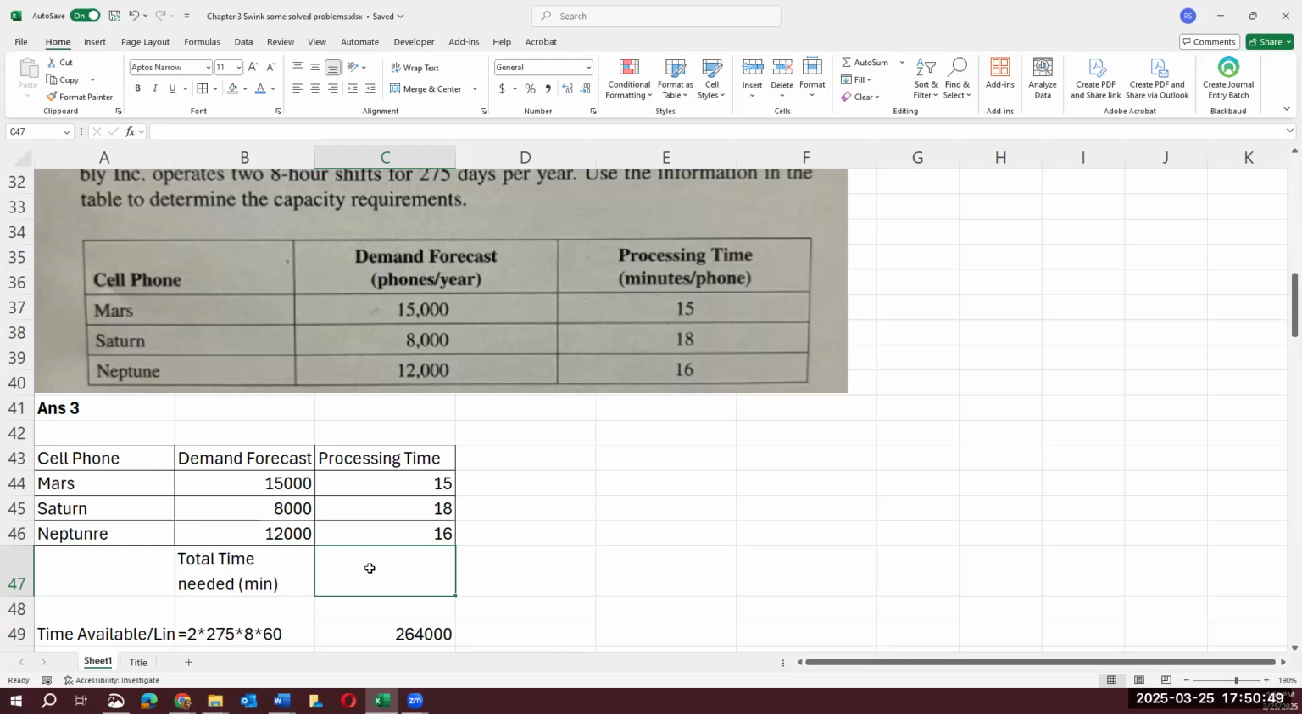So total time needed is simply, I like this formula very much, called SUMPRODUCT. I'm going to take these numbers and multiply them by these numbers. It will multiply respective numbers and add them up. So these are the total number of minutes you need.